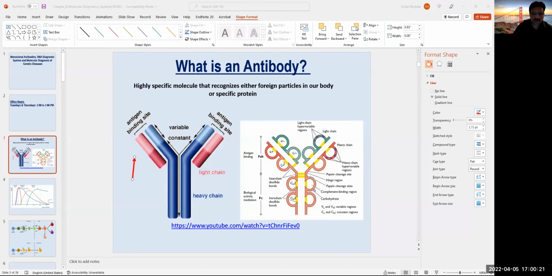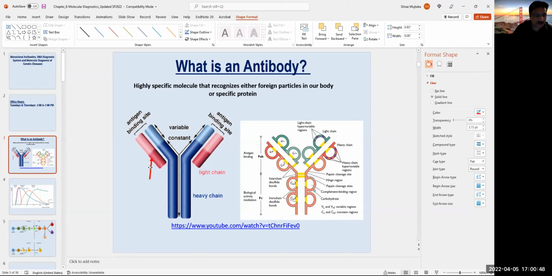Yeah, so as I mentioned to you, before I go deep into this particular topic of molecular diagnostic, I just want to review what we discussed last week. To begin with, we talked about antibodies. An antibody is proteinaceous in nature in majority, and it is secreted by B cells.